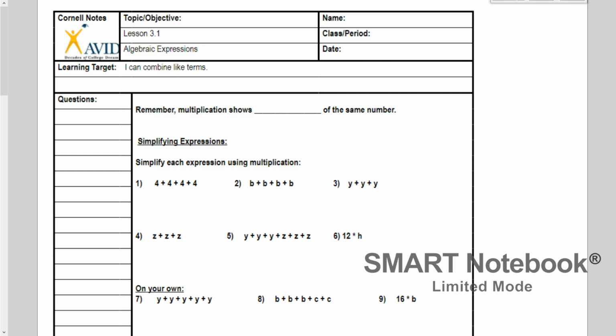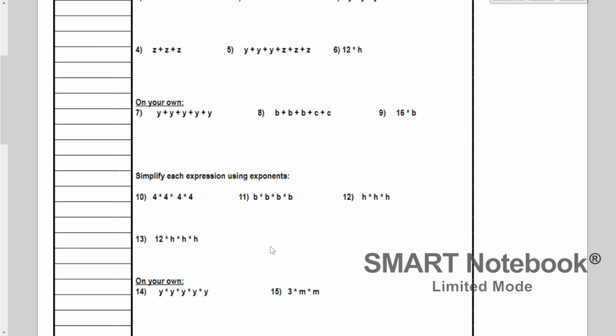Today we're going to learn how to multiply variables and how to simplify expressions using that multiplication. We're going to start off by just doing some addition like we're used to right up here, just showing addition as multiplication, and then we'll get into some multiplication which we will show with exponents.